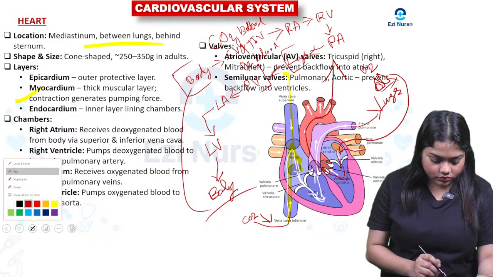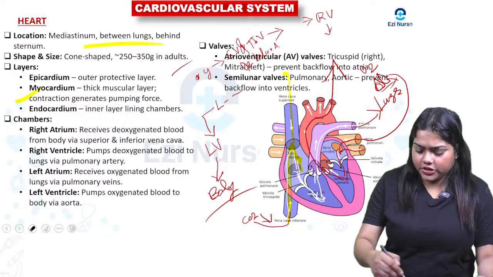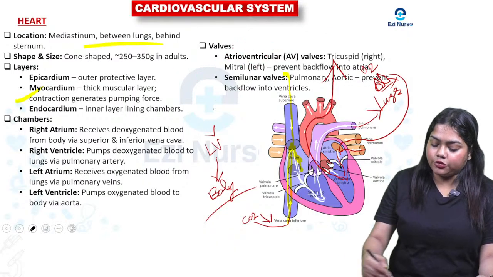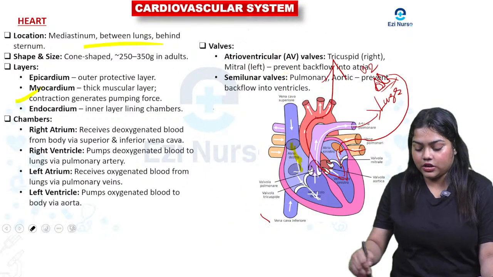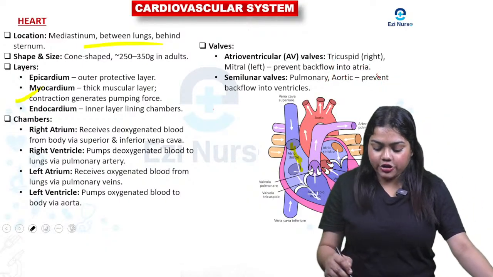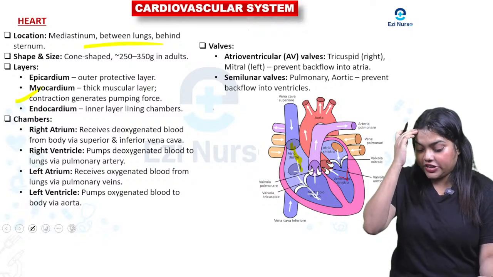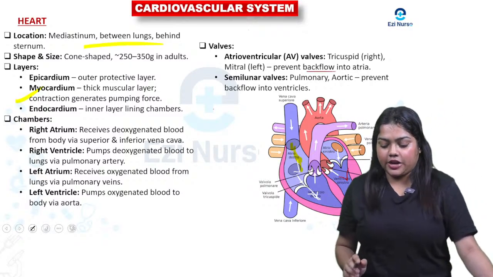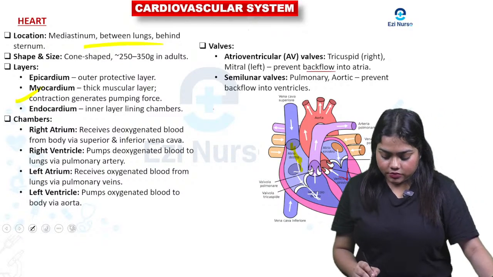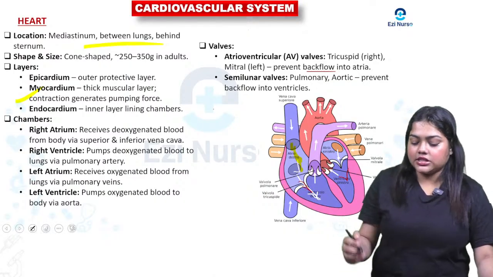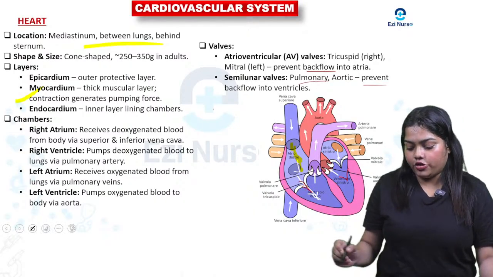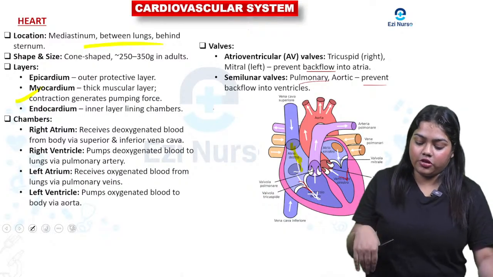Other than that, in between we have valves. We have two types of valves: atrioventricular valves and semilunar valves. Atrioventricular valves have two types, which are the tricuspid (right) valve and the mitral valve, to prevent backflow into the atria. Then semilunar valves, which are the pulmonary and aortic valves, prevent backflow into the ventricles.